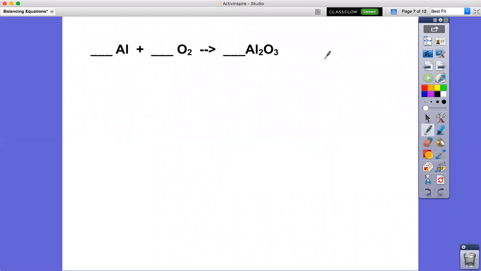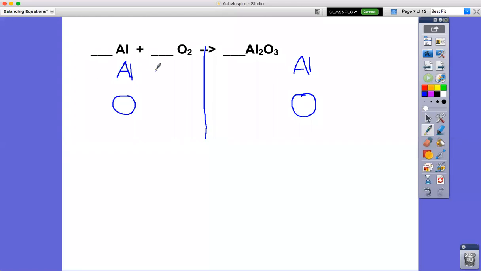First thing we're going to do, draw a line in between the products and the reactants. Then we're going to write our elements out. Okay, so we got aluminum here, Al, and oxygen. Remember, we go for the capitals. Okay, now I'm going to put them in the same order over here.